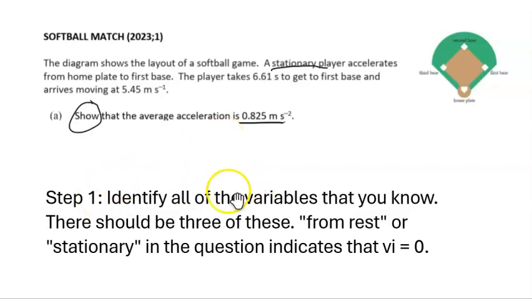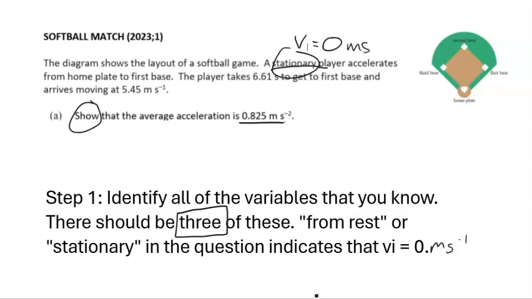So step 1, identify all of the variables that you know. There should be 3. So we're looking for 3 of those 5 variables that they give us in the question. If you see the words from rest or stationary in the question, that indicates that the initial velocity is 0 meters per second. So here we go, we've got a stationary player, so the velocity initial is equal to 0 meters per second.